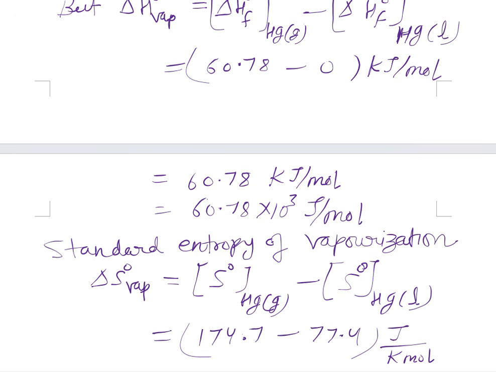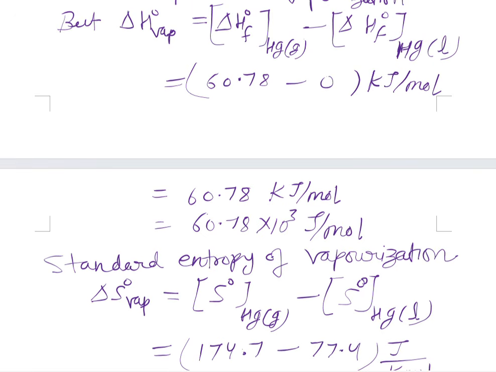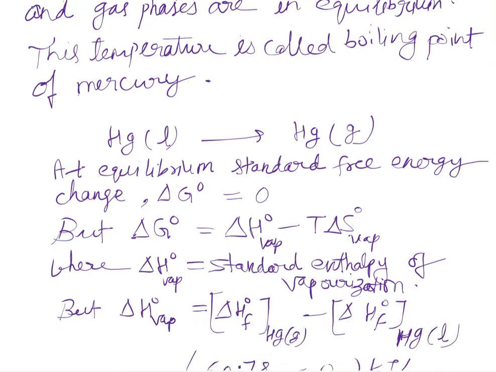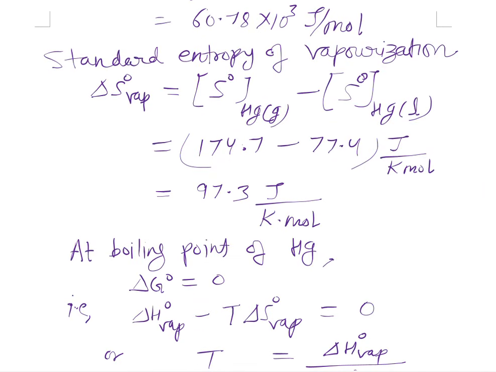Now, standard entropy of vaporization. To find out the standard entropy of vaporization, delta S naught of vaporization is equal to S naught of mercury in gaseous state minus S naught of mercury in liquid state. Both the values are given in the question itself. So that is 174.7 and 77.4. We apply these values here and we are getting 174.7 minus 77.4 joule per Kelvin mole. That is equal to 97.3 joule per Kelvin mole.